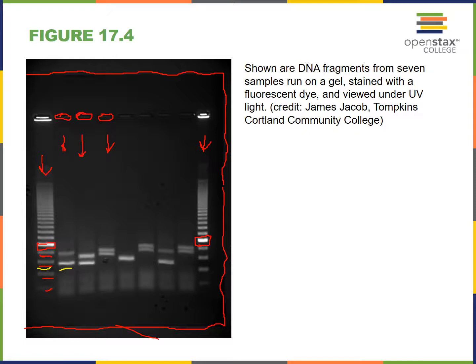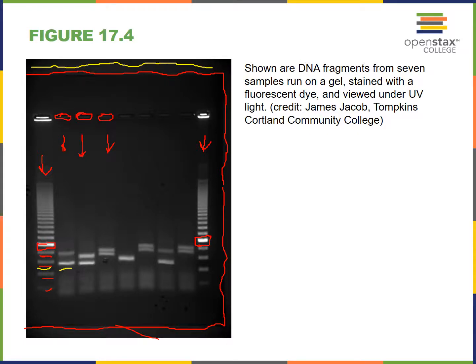Now the tris buffer part of gel electrophoresis makes sure that DNA stays negative and it makes the liquid conductive. When you put this gel into the electrophoresis chamber, it's going to use electricity to pull DNA through the gel, and that is because DNA is negatively charged, and it will travel towards the positive electrode if you put electrodes on either side of this gel.